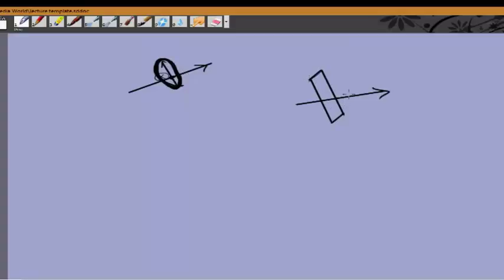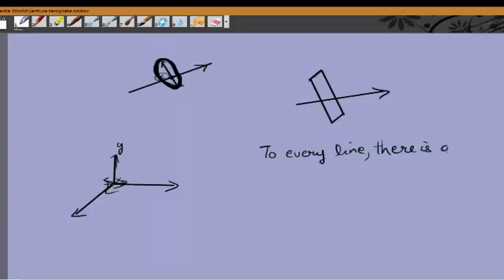If you have, for example, the z-axis, the plane perpendicular to the z-axis would be the xy plane. If you have, let's say, the y-axis, what is the set of lines perpendicular to the y-axis? They would all lie in the xz plane. So to every line there is a corresponding perpendicular plane.